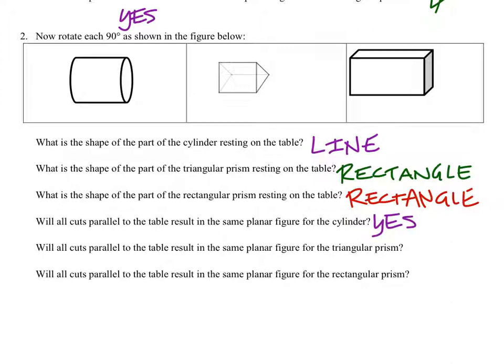What about for the triangular prism? Yes, we're still looking at rectangles, but again, there'll be different sizes there. And then finally on this one, will all cuts parallel to the table result in the same planar figure for the rectangular prism? Yeah, these ones are all the same size rectangles.